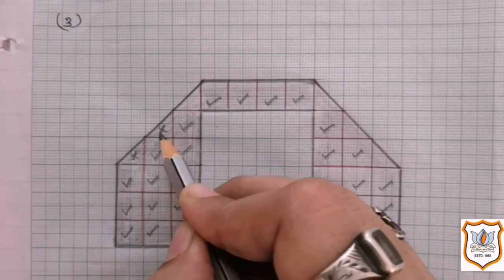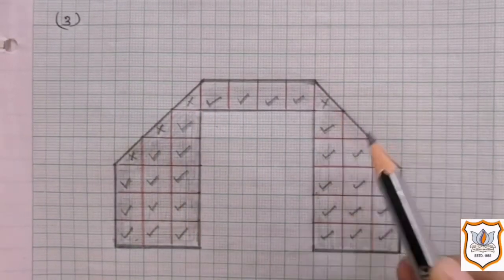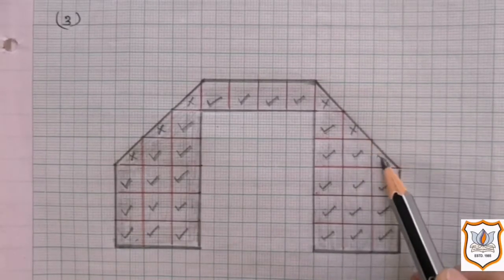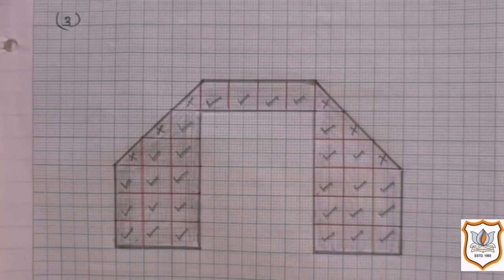1, 2, 3, 4, 5 and 6. So here 6 half squares are there. Now we will find out the area of the shaded part.